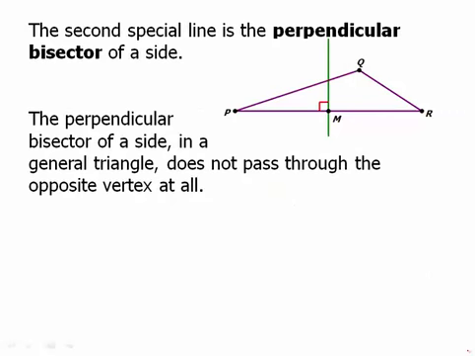The second special line is the perpendicular bisector of a side. The perpendicular bisector of a side goes to the midpoint and is perpendicular to the side, but in general, it does not pass through the opposite vertex at all. So that green line is not even pretending to pass through Q. It just goes right by Q without passing it. So in general, we can construct a perpendicular bisector of a side, but it's not going to pass through the opposite vertex.